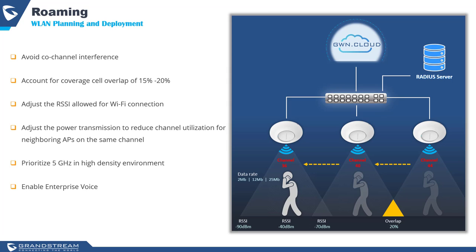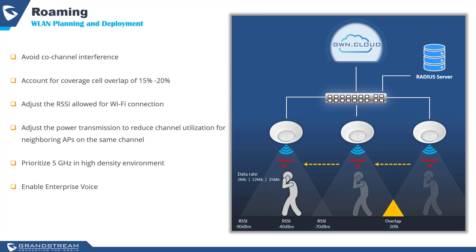GWN access points also have the option to define the minimum RSSI required to connect to the AP. The reason you want to do this is to avoid clients with weak RSSI connecting to the access point. Remember, earlier I mentioned the lower the RSSI, the lower the data rate, and this affects higher speed devices because they have to wait for slow rate devices to finish transmitting before they can use the wireless medium again.